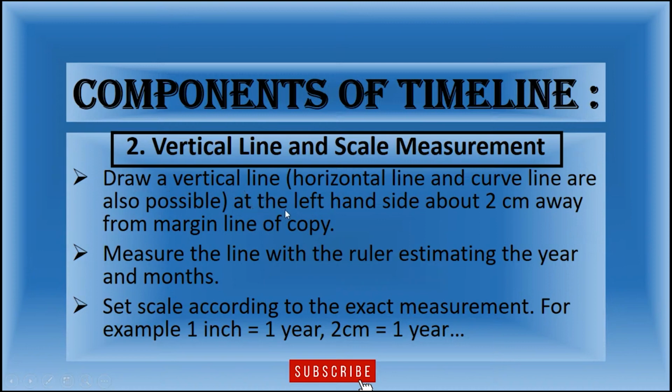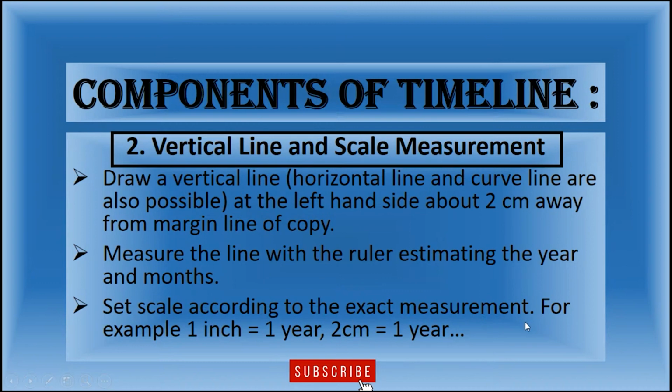This vertical line should be drawn on the left hand side, 2 centimeters away from the margin line of your copy, so that you will not touch the red margin line of the copy. Measure the line with the ruler, estimating the year and months. The line should be exactly measured using a ruler, and you have to mark the month and year. Set the scale according to the exact measurement.